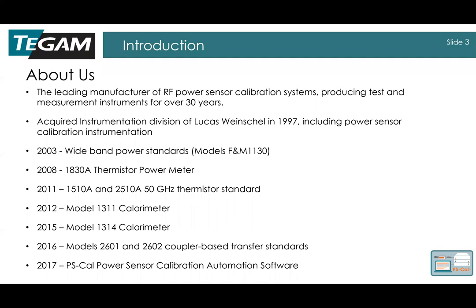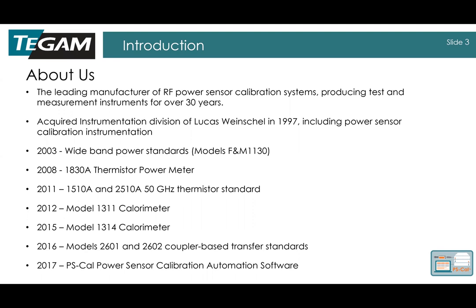In 2011, we pushed the frequency band a bit and got up to 50 gigahertz with the 1510, which is a terminating 50 gigahertz standard, and the 2510A, which is a feed-through 50 gigahertz thermistor standard. The next items on the list are actually some of our high power calibration instrumentation. So in 2012, we had a model 1311 calorimeter.